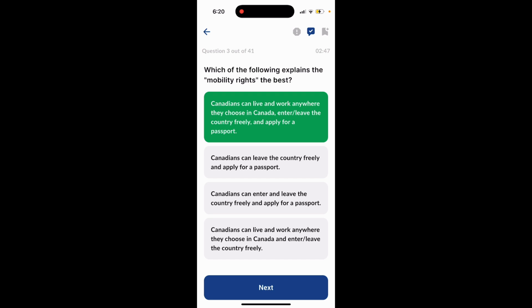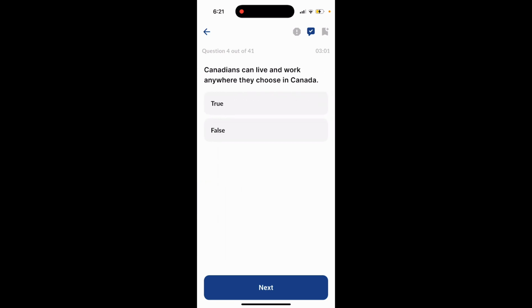Canadians can live and work anywhere they choose in Canada, enter and leave the country freely, and apply for a passport. Question 4. Canadians can live and work anywhere they choose in Canada. Is that true or false? That is true.